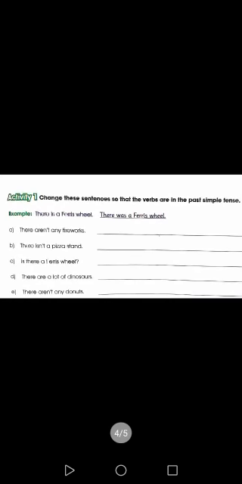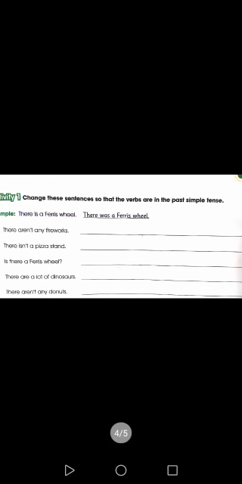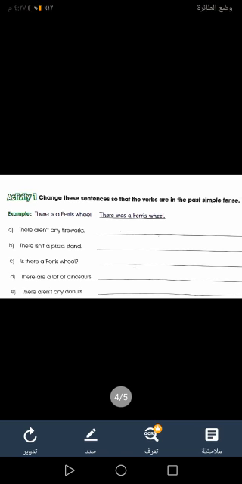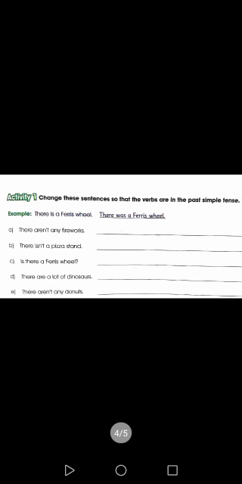Now, guys, we will answer activity 1 in the grammar book, page 49. Activity 1, change these sentences so that the verbs are in the past simple tense. Example, we have an example here. There is a Ferris wheel. It's a large wheel. We can find it in an amusement park such as Riyadh Park.